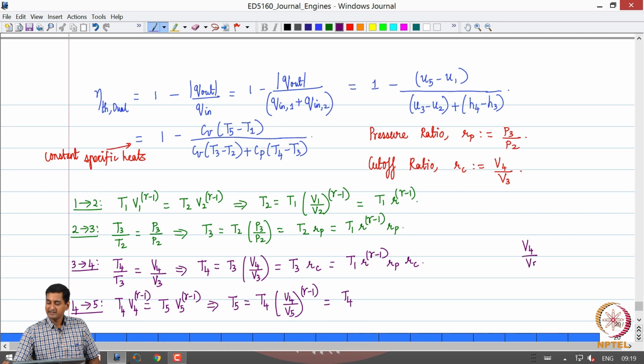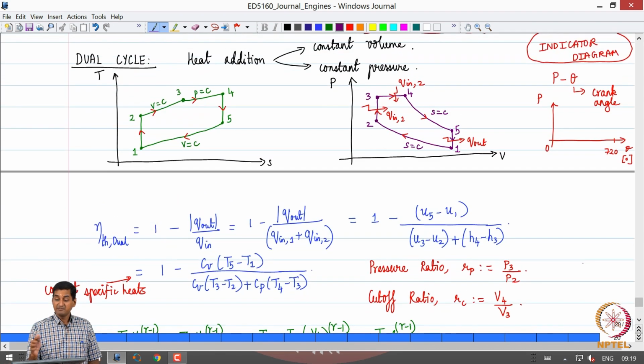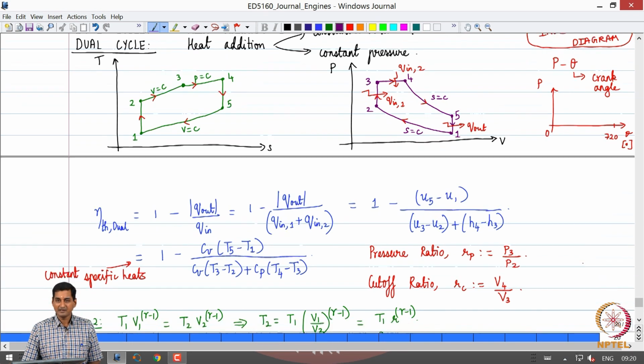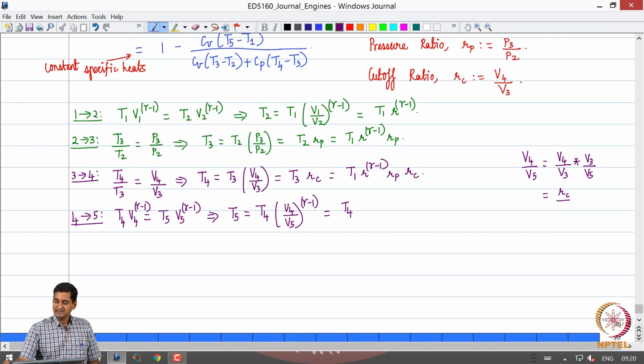V4 by V5 I can rewrite as V4 by V3 times V3 by V5. What is V4 by V3? It is RC. What is V3 by V5? V5 by V3 is R, so V3 by V5 is going to be the reciprocal of R, right. So, I will have RC by R, so this will be (RC by R) to the power gamma minus 1.